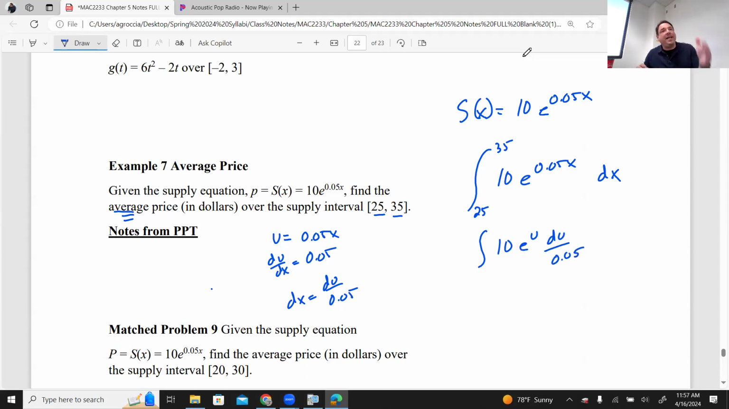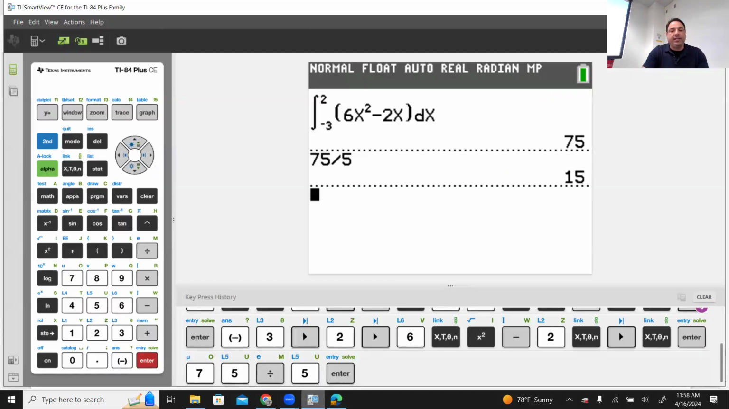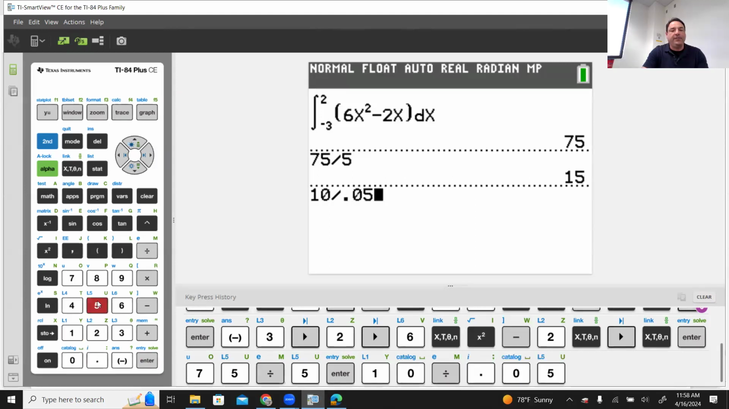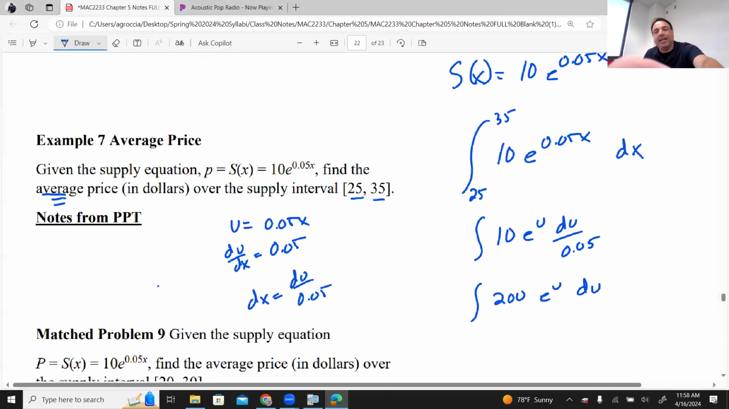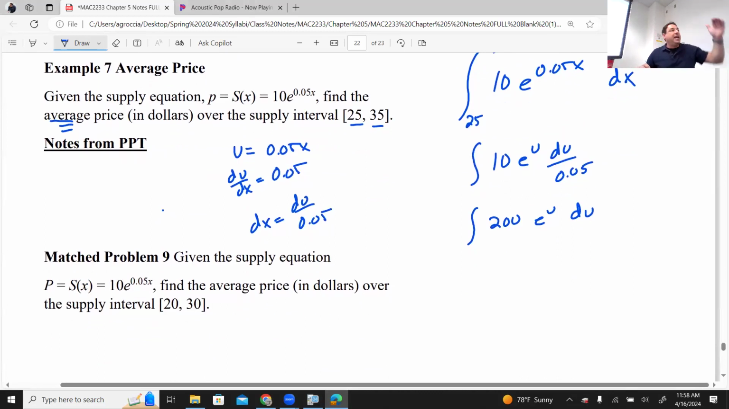Notice I have not taken the integral. I still need to take the integral, but I'm going to simplify a little bit. 10 divided by 0.05. So if I go to my calculator, 10 divided by 0.05, that will give you 200. Integral 200 e to the u du. Again, I have not taken the integral yet. I keep writing the integral until I actually take it. And when you take it, the 200 stays in front. The integral of e to the u is e to the u.